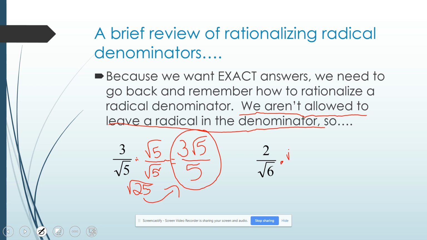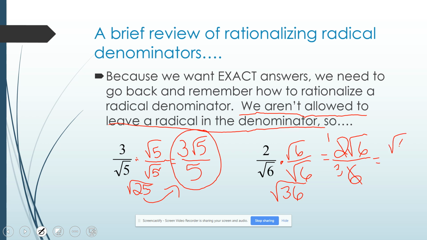For the second one, I'm going to multiply by the square root of 6 over the square root of 6. Remember, on the top, we can't actually multiply them together. So we just have them sit next to each other. On the bottom, square root of 6 times the square root of 6 is the square root of 36. And the square root of 36 is 6. Reducing if we can. Remember, the 6's we can't compare. One has a radical, one does not. But the 2 and the 6 do have a common factor of 2. So I can reduce that to the square root of 6 over 3.